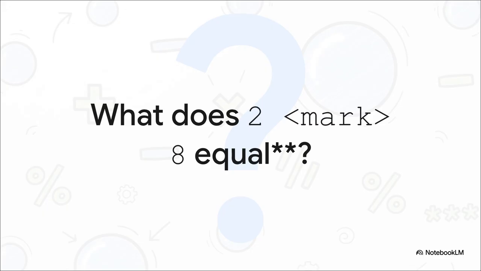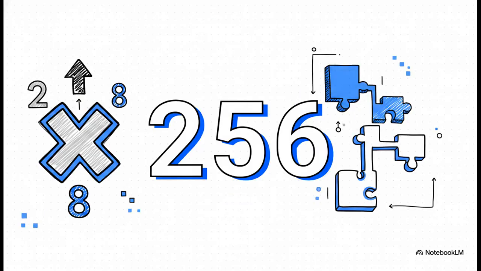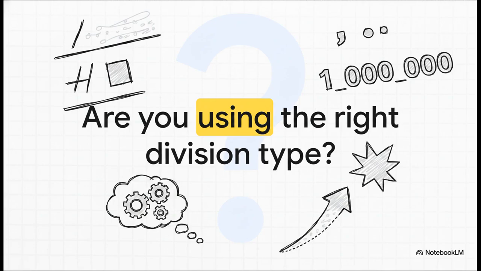Final pop quiz before we wrap up. What does 2 double asterisk 8 evaluate to? Think back to our cheat sheet. It's 256, because those double asterisks are your secret weapon for exponentiation. It simply means 2 to the power of 8. Which brings us to the end of today's explainer.